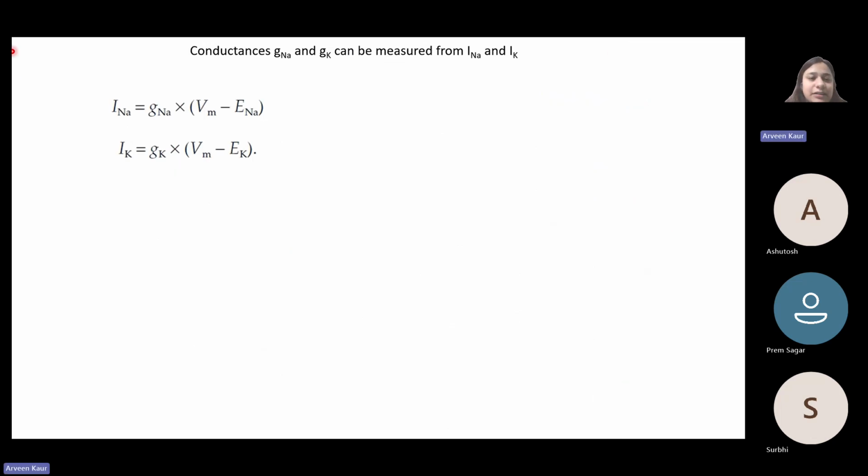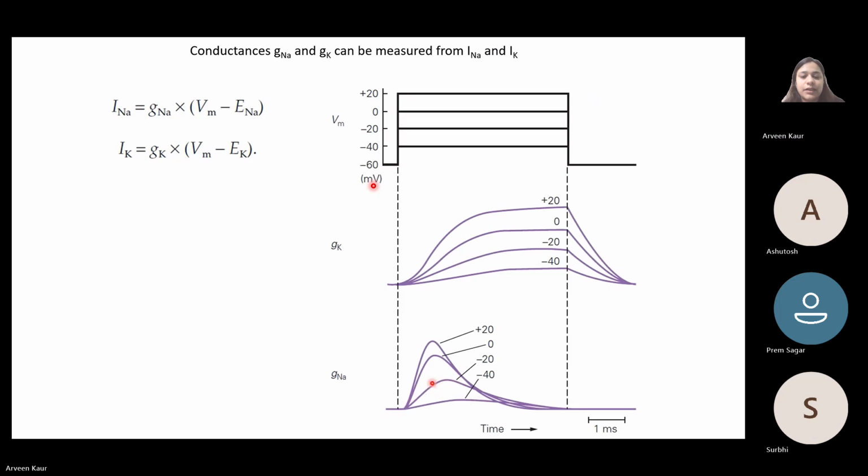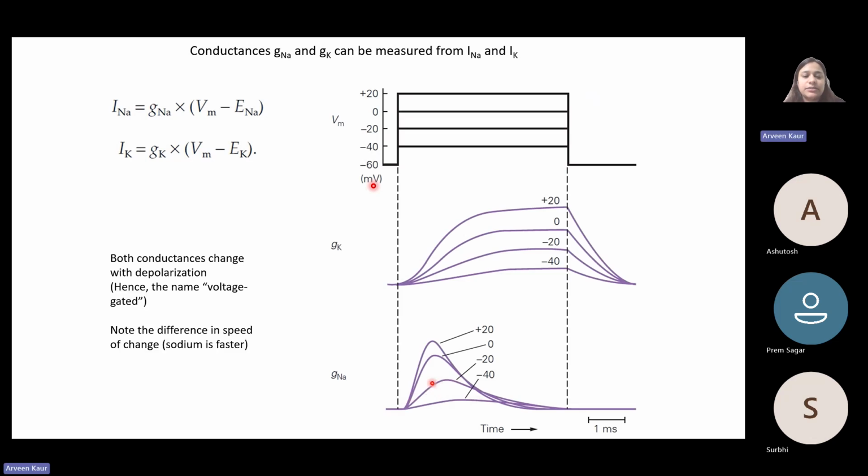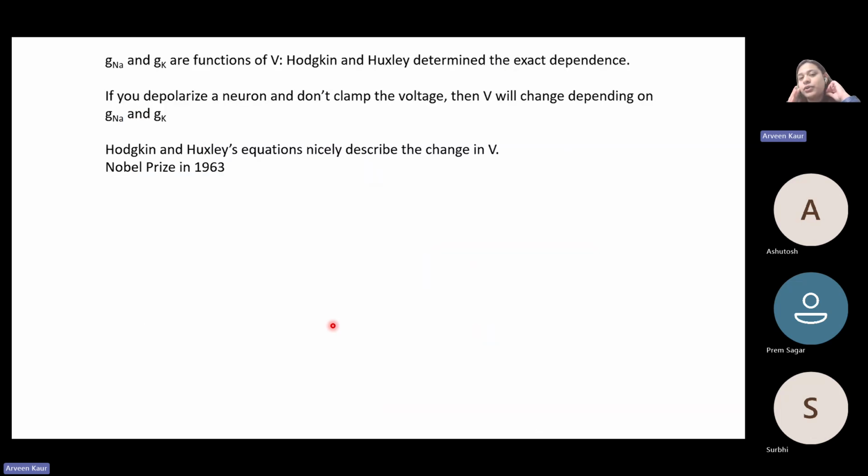So these are the conductances of sodium and potassium, which can be measured from the currents of sodium and potassium. This is the formula for the same, right? And this is what it looks like. So both the conductances change with depolarization. Hence, the name voltage gated is given over here. Note that there is a difference in speed of change. That is, sodium is faster in this case, right? Because there are also more sodium channels present, right?